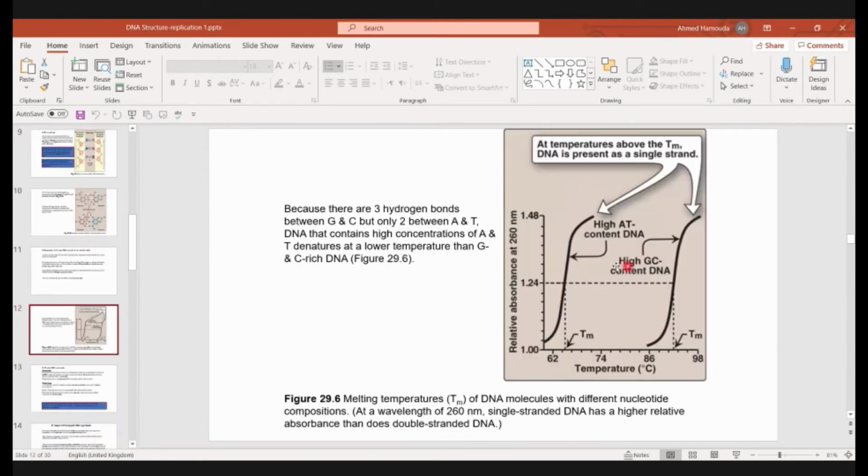If you look here at this graph, you can see at 62 degrees the melting temperature of a strand with AT: half of it will open at 62 because it has AT. The DNA that has more GC, half of it requires a temperature of 86 degrees. This graph shows how the DNA with GC content needs more temperature than the one with AT.